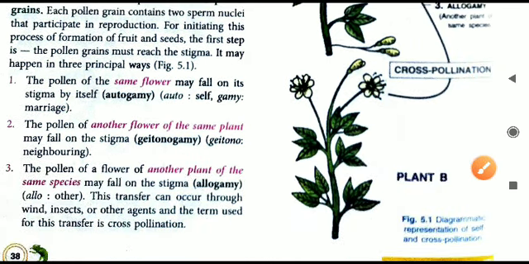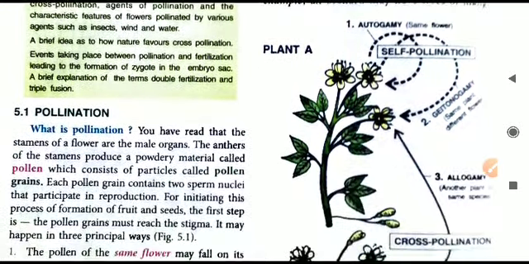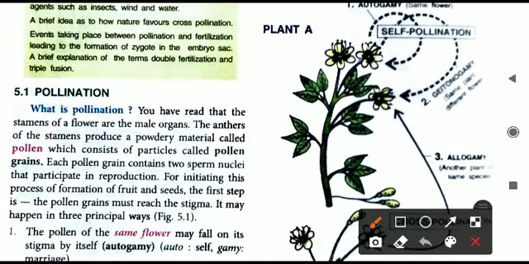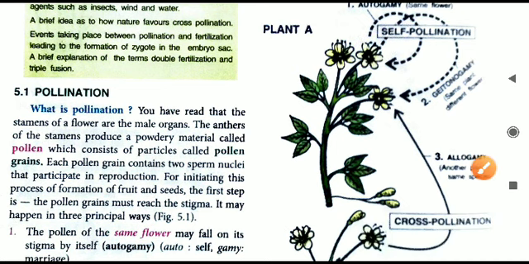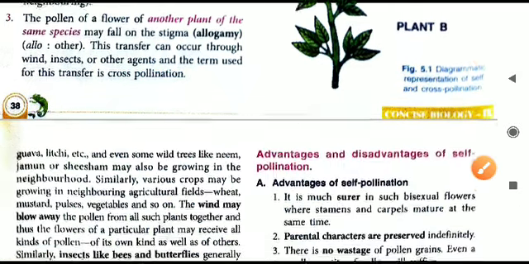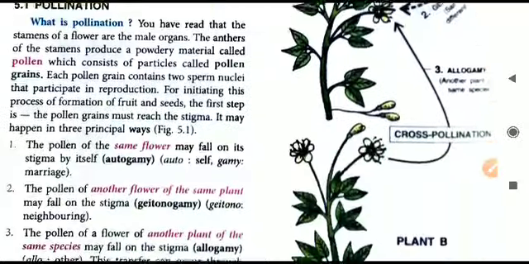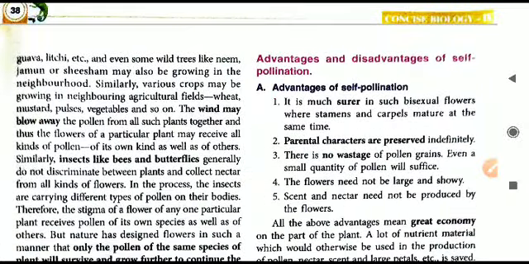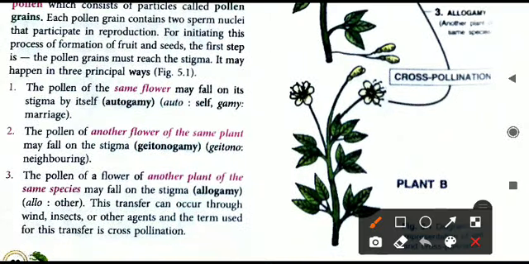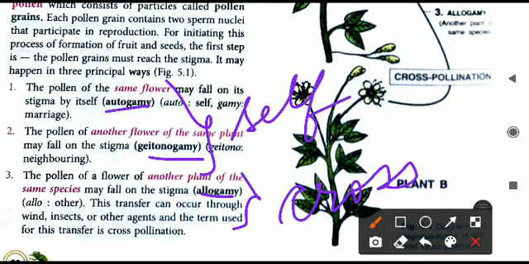So what we have done just now is seen the different scenarios of pollination, and based on this we classify pollination into two types. The first is called self pollination, and the second type is called cross pollination. So this is what generally happens in pollination. Don't forget these terms: autogamy, geitonogamy, and allogamy. Autogamy and geitonogamy are self pollination, and allogamy relates to cross pollination.